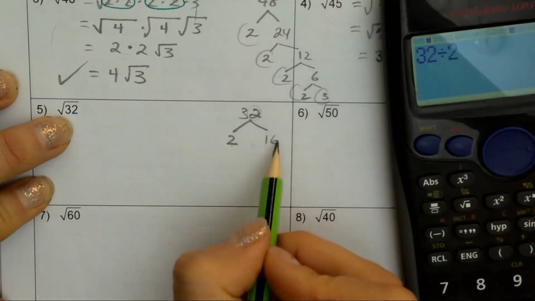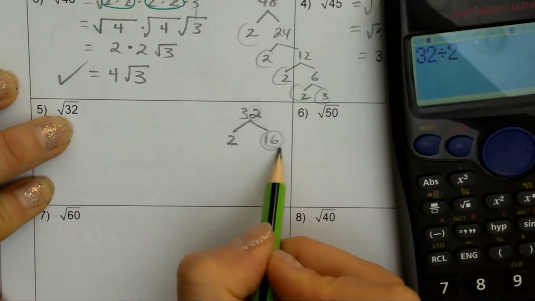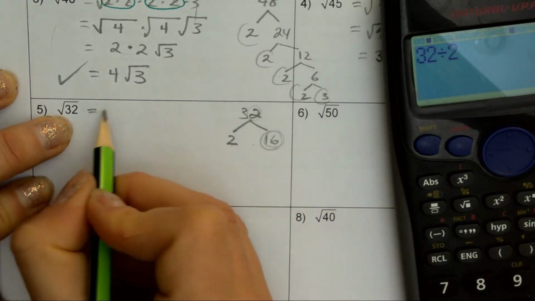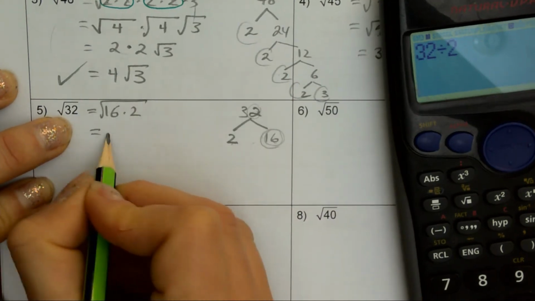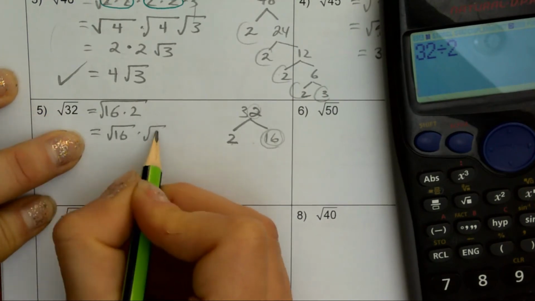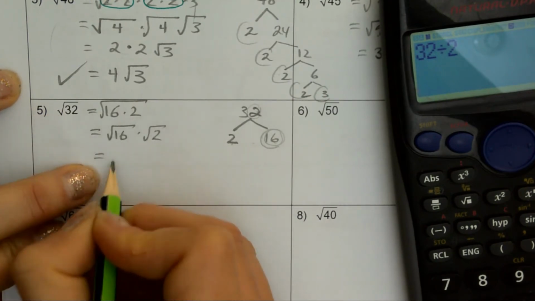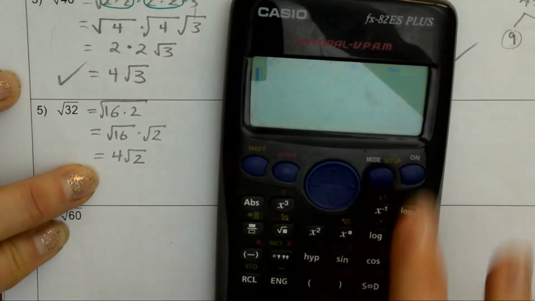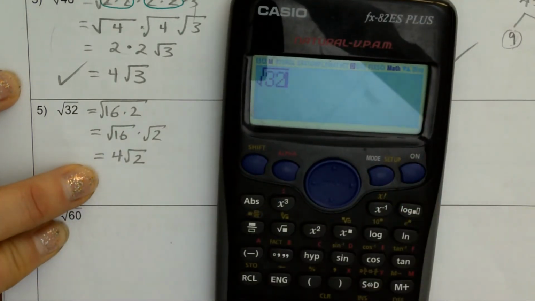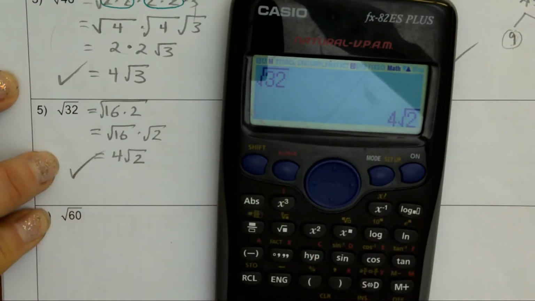Ooh, 16 is a perfect square. 4 times 4, so let's stop there. 16 times 2. Let's separate it. 4 times 4 is 16. There. Let's check. Root 32. Yes, we are correct.